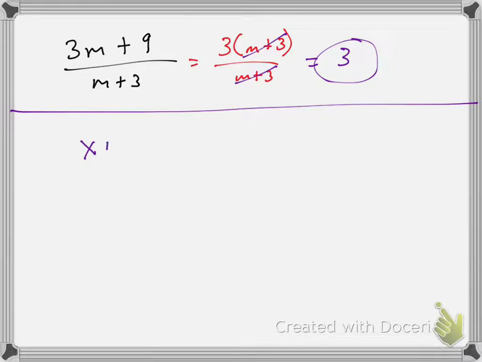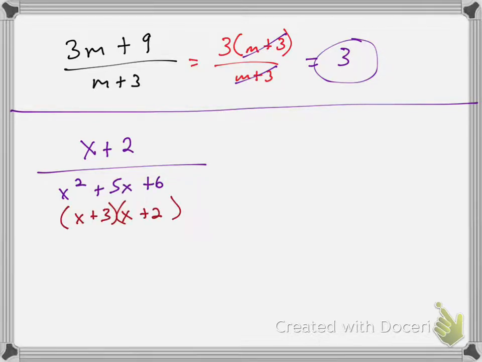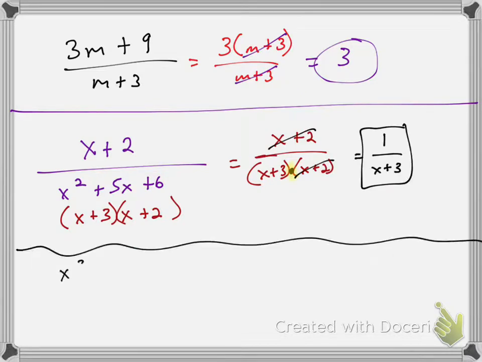Okay, moving on. We have x plus 2 over x squared plus 5x plus 6. The denominator here does factor into x plus 3, x plus 2. Way to do that quick in your head: the 3 multiplies by the 2 to equal 6, the 3 adds to 2 to equal 5. Okay, so x plus 2 in the numerator, x plus 3, x plus 2 in the denominator. The x plus 3, x plus 2 is held together with multiplication. That allows us to cancel the x plus 2's, and we're left with 1 over x plus 3.